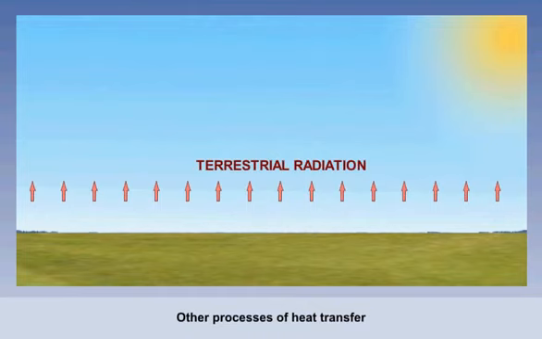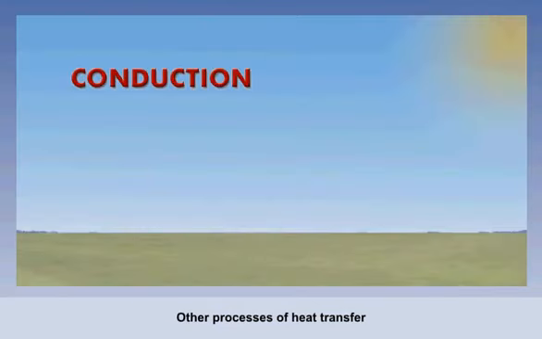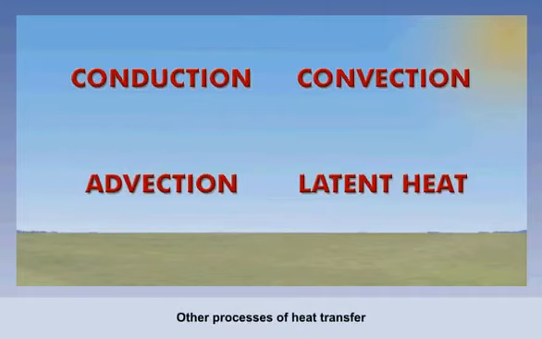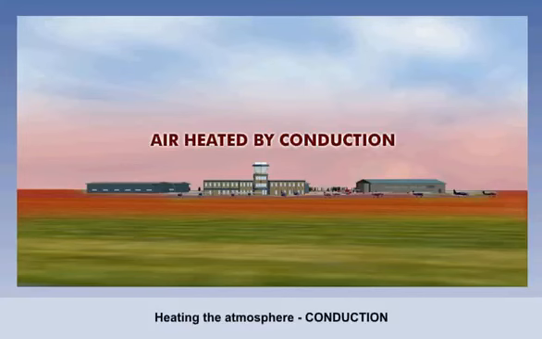There are other means by which heat is redistributed through the atmosphere. These are conduction, convection, advection, and latent heat release. Let's take a look at these in turn. Conduction is the simple process whereby heat is transferred from one body to another with which it is in contact. This diagram is a simple representation of the temperature change with height through the atmosphere. Notice the lowest layers, which are in direct contact with the Earth, are the warmest.